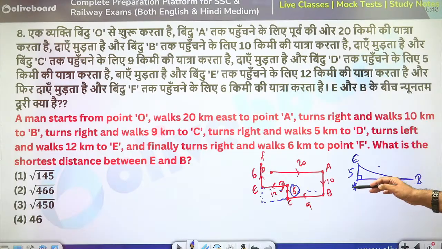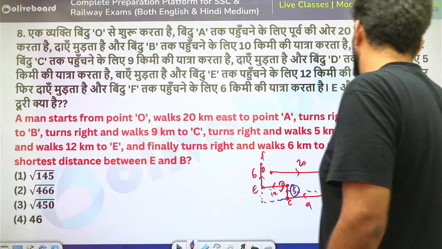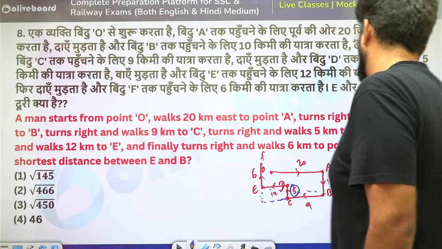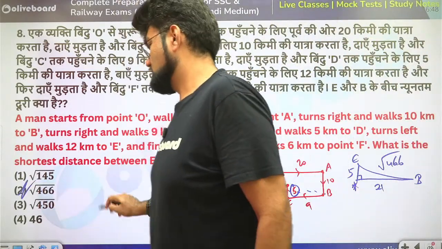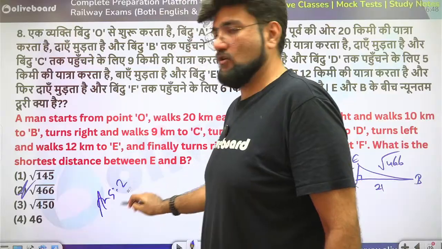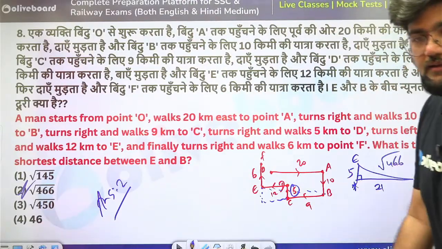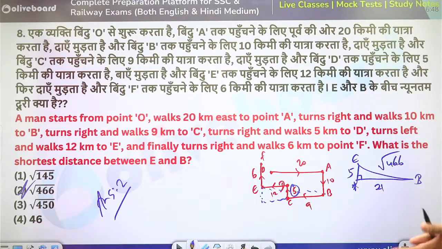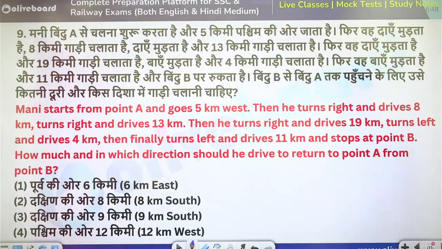21 square plus 5 square. 25 plus 441 is 466. So this is root 466. So option 2 is the correct answer. Of course, with unit digit also you could have found it out very easily. Right? So this is my right answer. Cool. Next.